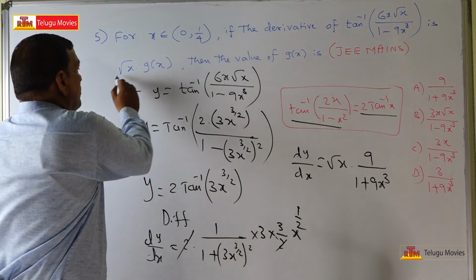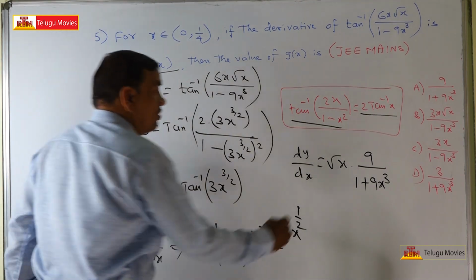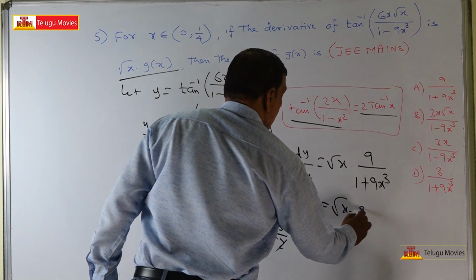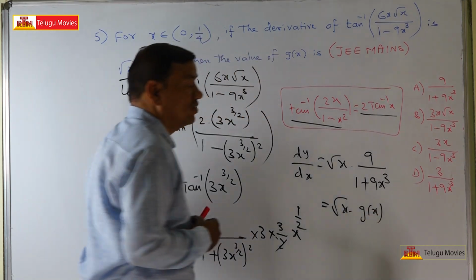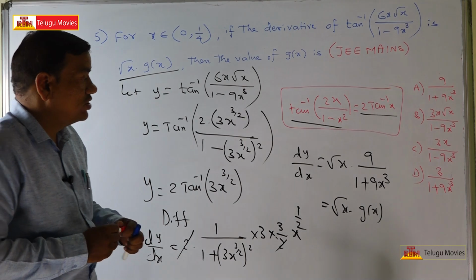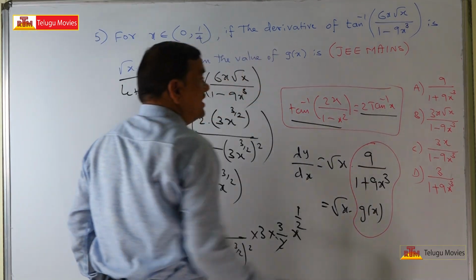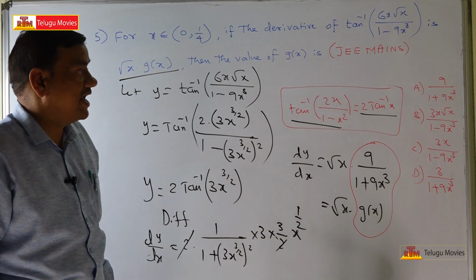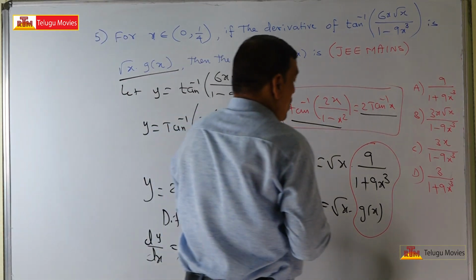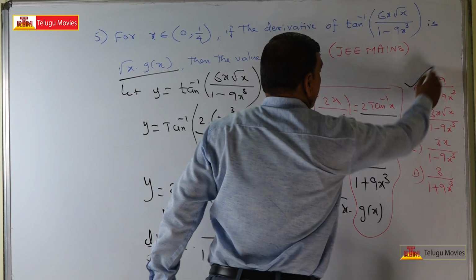In the problem it is given that this is root x into g of x, root x times g of x. So if you observe, what is the value of g of x? It is 9 by 1 plus 9x cube. That is equal to option A, which is your right answer.